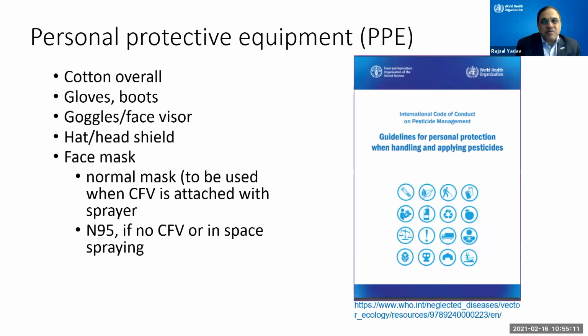In equipment, we also have recently published a personal protective equipment guideline. This is a joint FAO-WHO document because insecticides are also used in agriculture. So personal protection is equally important for agricultural workers. So therefore, this is a joint guideline.